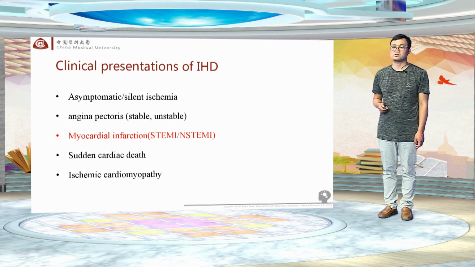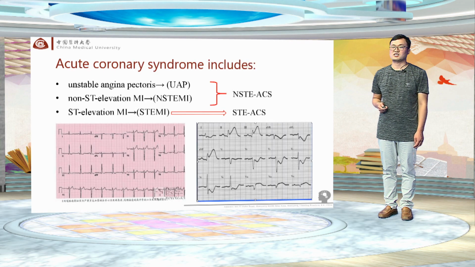First of all, let's review these contents. Myocardial infarction is a major part of ischemic heart disease. Another concept is acute coronary syndrome. It includes unstable angina pectoris, non-ST elevated myocardial infarction, and ST elevated myocardial infarction. The first two can also be called non-ST ACS, and the third one is called ST ACS.